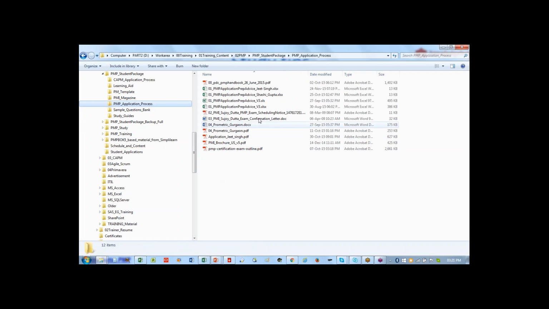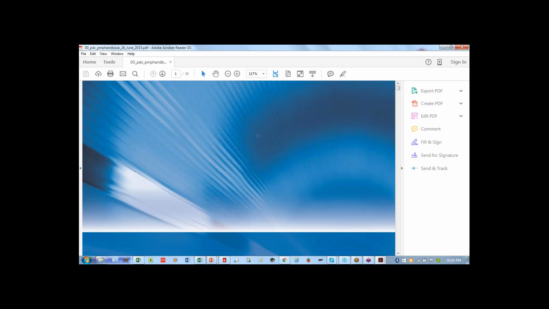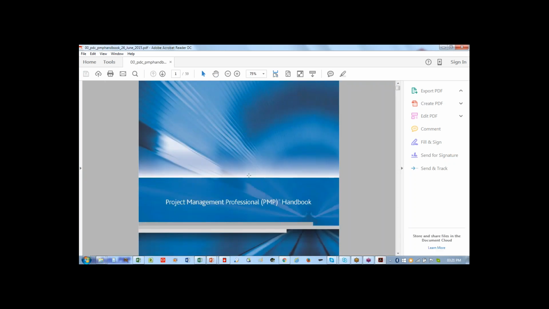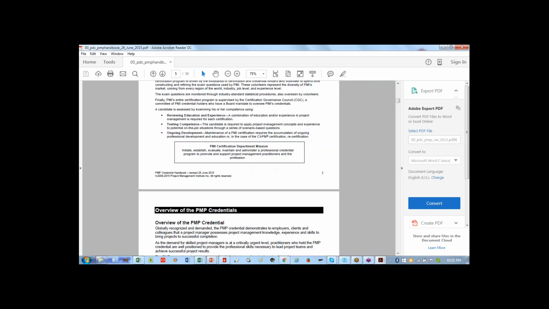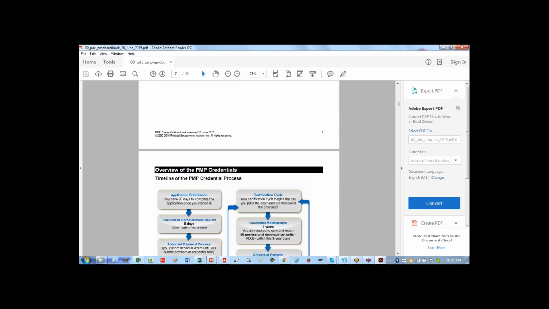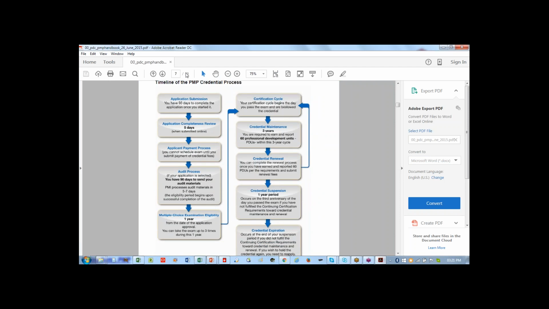So in the application process, I have included a handbook, which is the latest one, 26th of June. Basically, this handbook shows you the complete PMI application process. If you look at this, it shows you the step-by-step flow chart. So you submit the application, then completeness, then the application payment process, then the audit process. All this is shown here step by step.